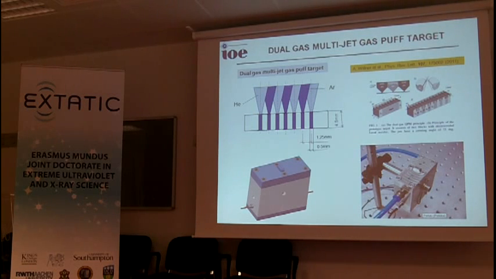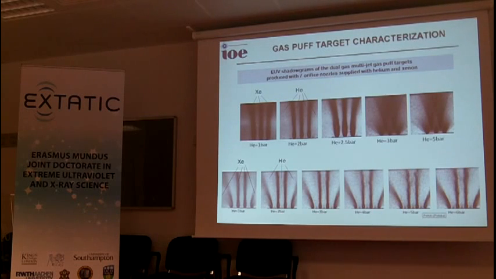We also developed a dual gas multi-jet gas puff target because there is another very nice paper from a group, MAT-CEP. They made a very nice experiment. They use such a device, and we have developed our device and made characterization experiments. So you see that now we are able to produce very well separated streams of different gases with very good modulation of density. So now the system is waiting, Bill, for joint experiments.